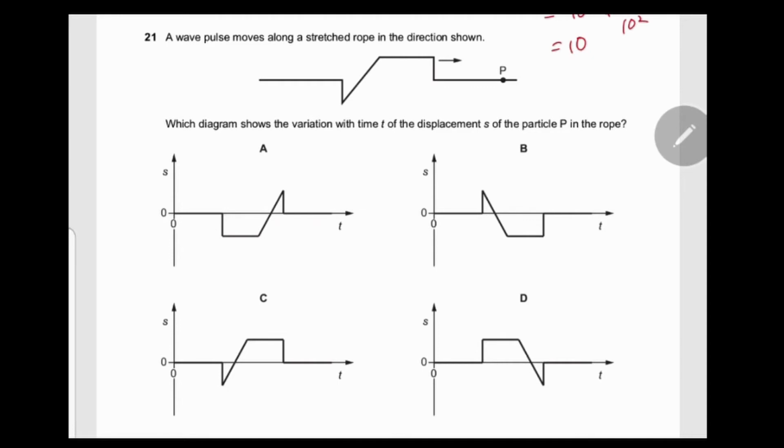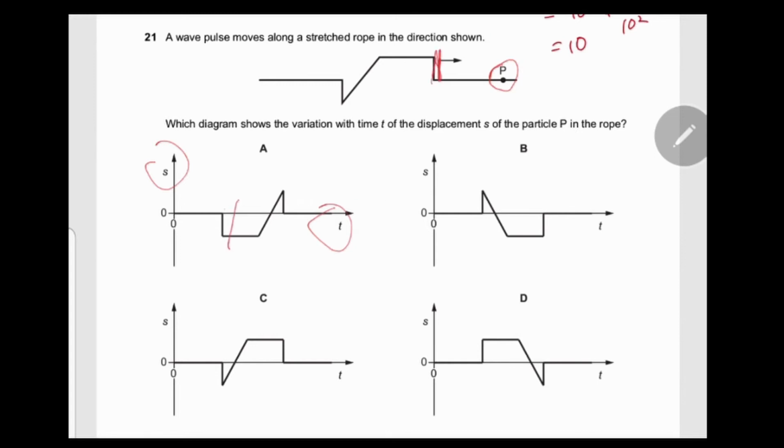Question 21, you need to understand that the wave is coming towards the observer, which is at point P. So what will reach point P first is what he will plot as the displacement-time graph. What reaches point P is a vertical line, so he will see a vertical line going up first.